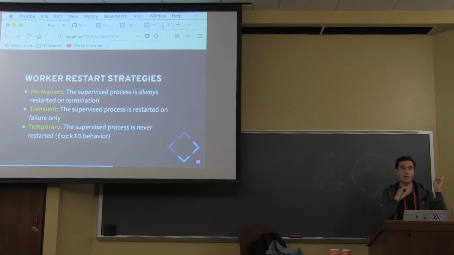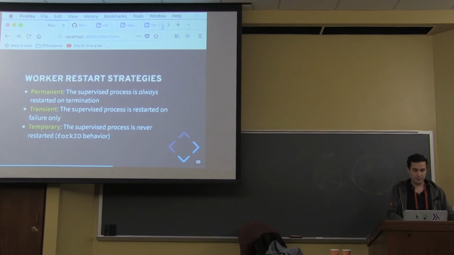You have something that is transient, meaning only restart this thing if it fails. If it doesn't fail and it ends, that's a normal behavior that I'm expecting out of the system, so that's okay, don't restart it. Does permanent mean normal termination and failure termination? Yes. So if the algorithm finishes successfully in any way, it just builds it up again. Transient is only do that if it is a failure. And temporary means do the same behavior as forkIO. If it fails, or if it doesn't fail, you really don't care about that point.